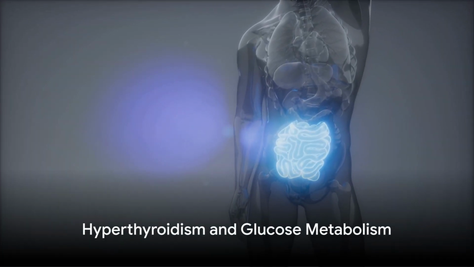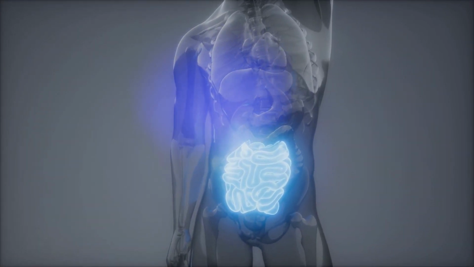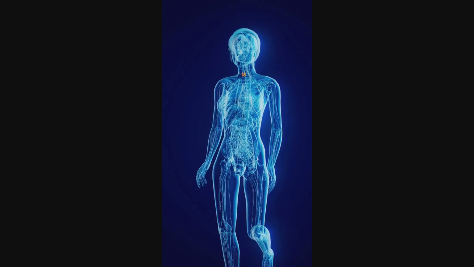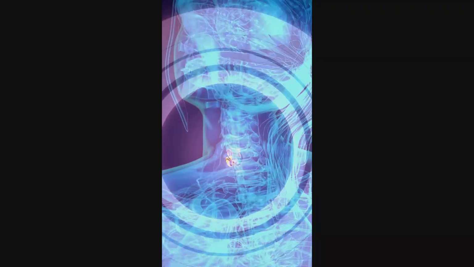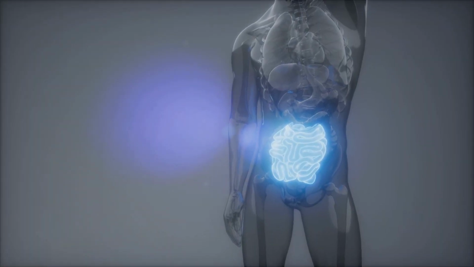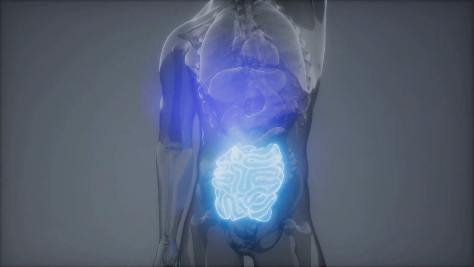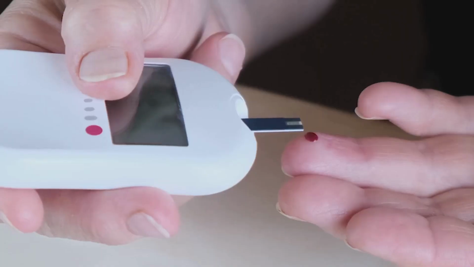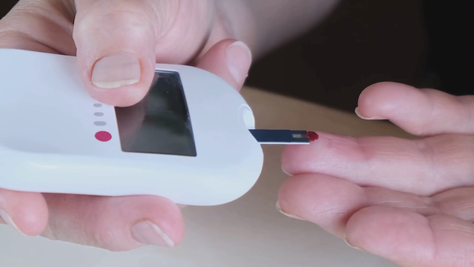Now let's flip the coin and look at how an overactive thyroid or hyperthyroidism can lead to impaired glucose tolerance. In cases of hyperthyroidism, the thyroid gland produces an excess of its hormones. This overproduction can speed up your metabolism, causing unintentional weight loss and a rapid or irregular heartbeat. But did you know it can also affect your body's ability to metabolize glucose? That's right, an overactive thyroid can lead to impaired glucose tolerance.